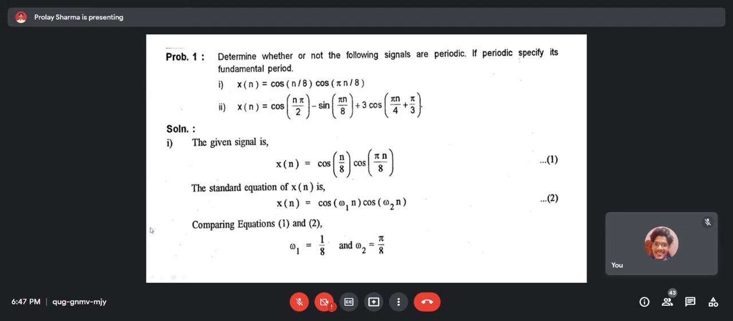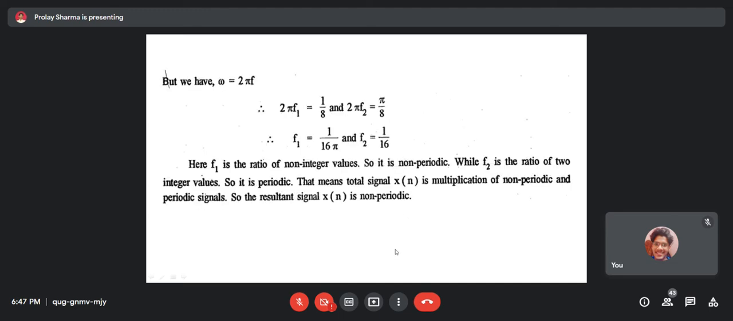If we consider this example, then we can see that if the signal is like x[n] = cos ω1 t cos ω2 t, then the angular frequency will be 1/8 for the first term of the multiplication, and for the second expression the frequency will be π/8. Now ω = 2πf, so 2πf1 = 1/8, so f1 will be 1/16π and f2 will be 1/16.